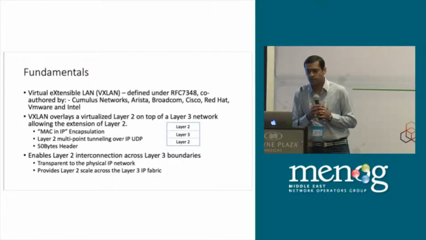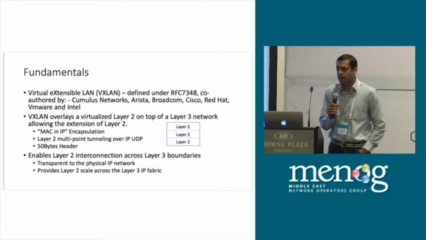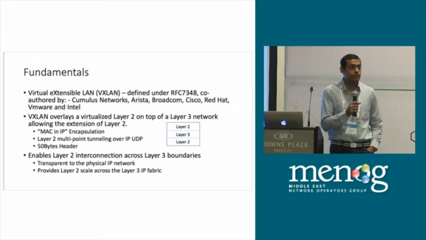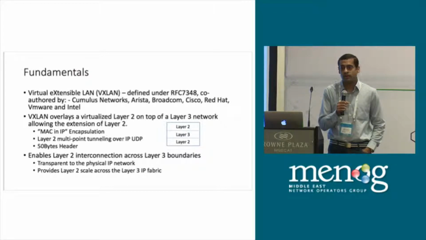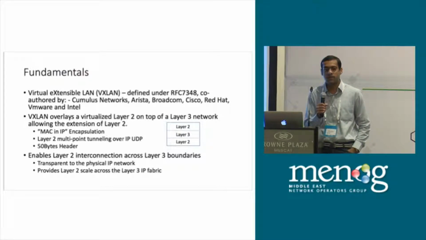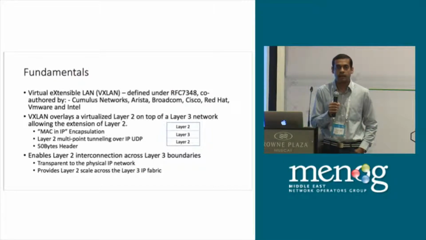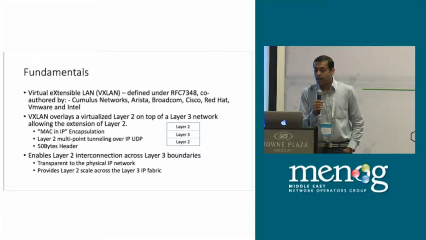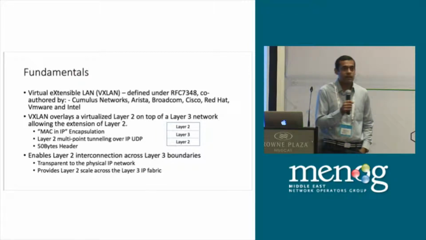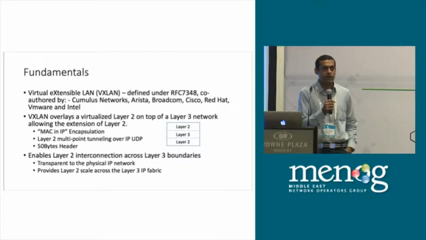VXLAN is Virtual Extensible LAN, defined under RFC 7348, authored by a mix of vendors: Cumulus Networks, Arista, Broadcom, Cisco, Red Hat, VMware, Intel. So it was done by a lot of vendors, and they came to a conclusion which is very strange at times. Anyway, overlays are just layer 2 over layer 3 to get you an extension of a layer 2.